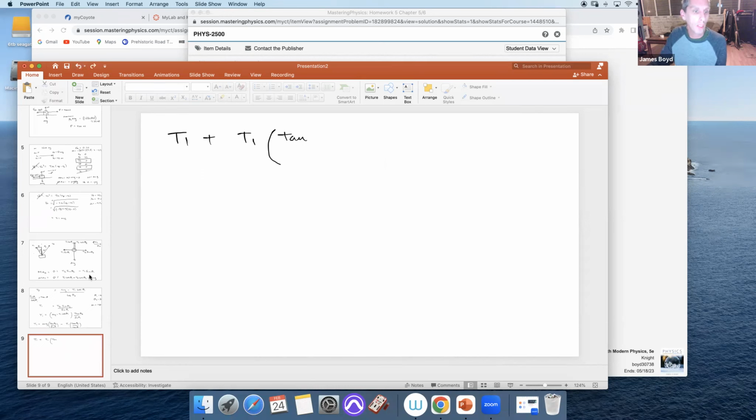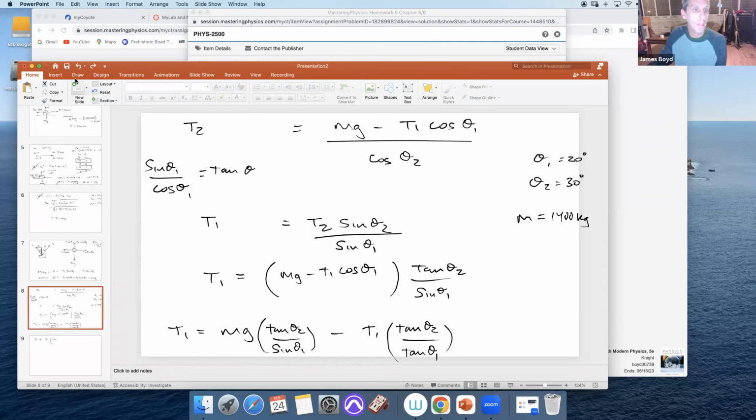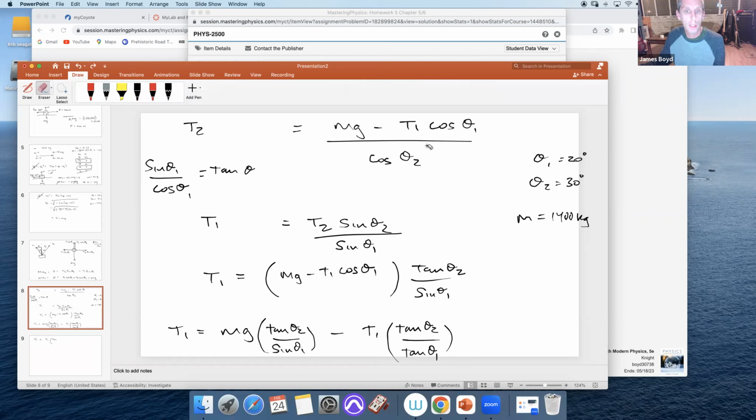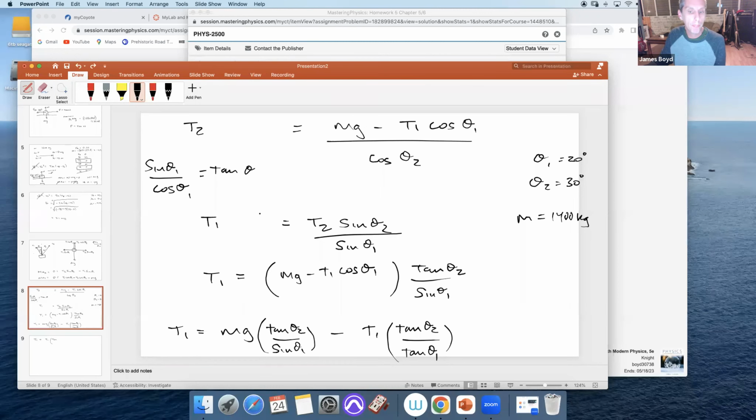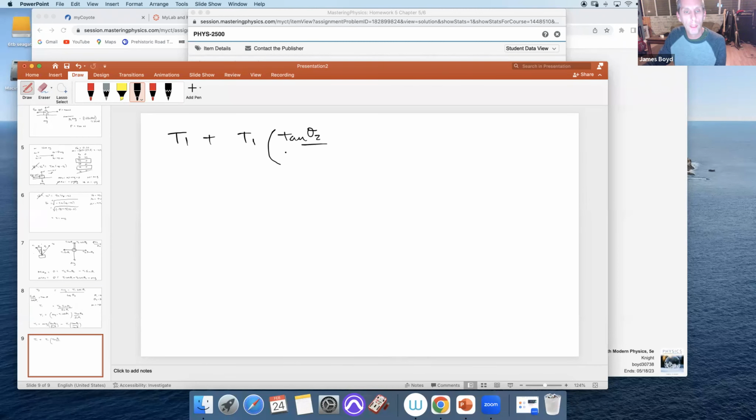No, wait, did I do that wrong? Whoops, sorry. Sine over cosine is tangent. And sine, yeah, no, I did that. Sorry, I was just double checking my work. So T1 plus T1 tan theta 2 over tan theta 1 is equal to mg tan theta 2 over sine theta 1.